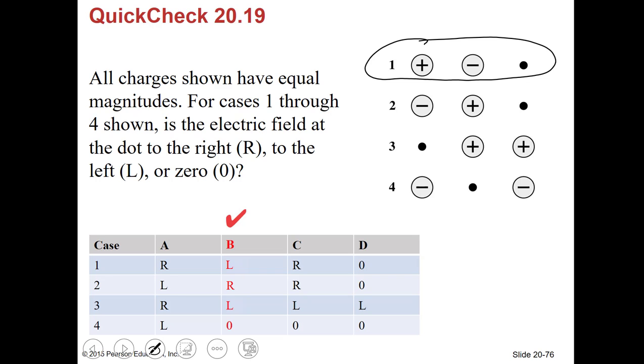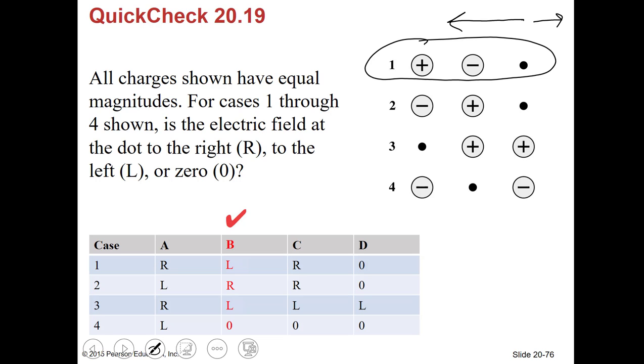We've got 2 charges, the plus and the minus, and we're looking at the electric field at the point of the dot. So for a second, pretend the positive charge is not there. The electric field at the dot, because of the negative charge, is this way. Now pretend the negative charge is not there. Which direction is the electric field at the dot? Because of the positive charge, it would be this way.